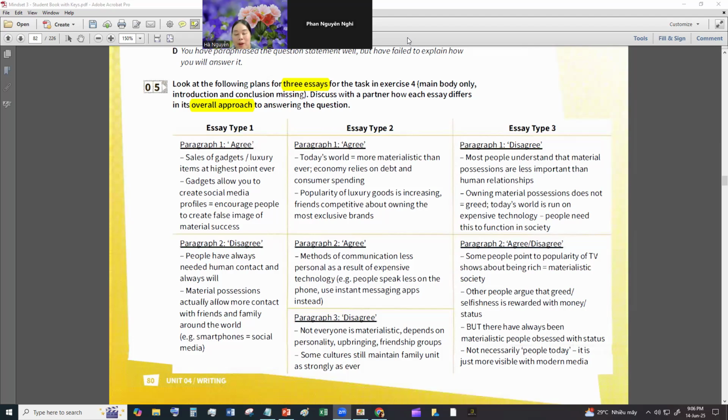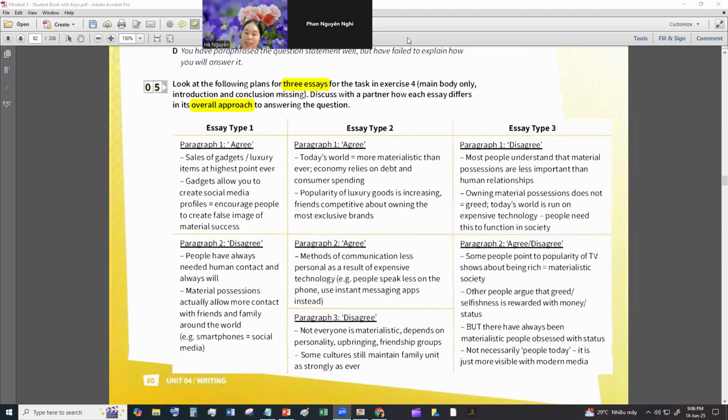So paragraph 1 is agreeing with the fact that people are more concerned with material possessions, right? So what are the two supporting ideas? The 2 supporting ideas are that the sales of gadgets is high, and gadgets allow you to create social media profiles. Okay, so there are two supporting ideas.